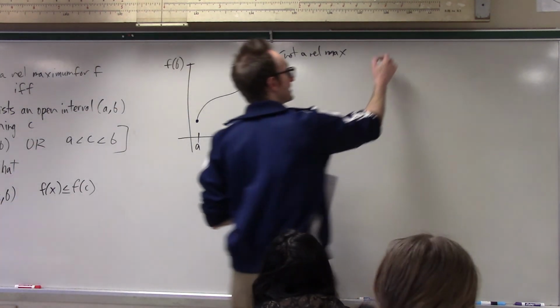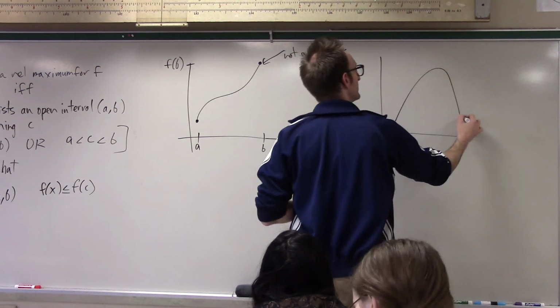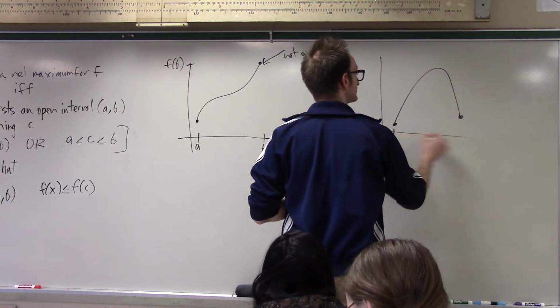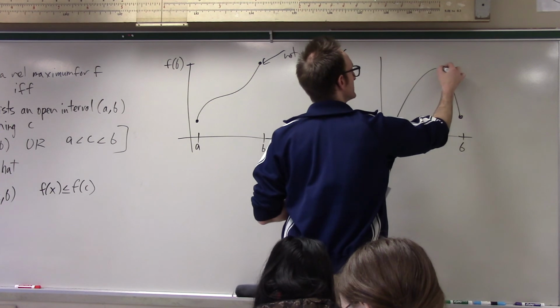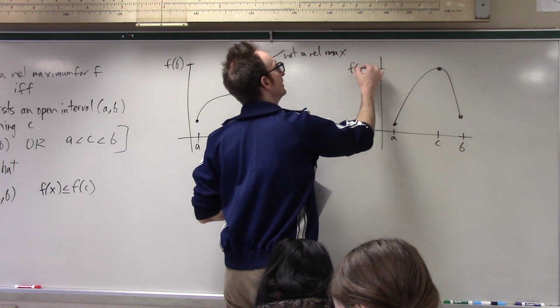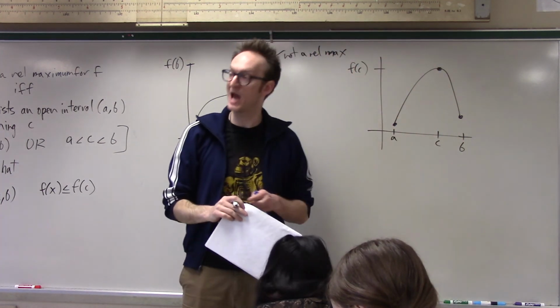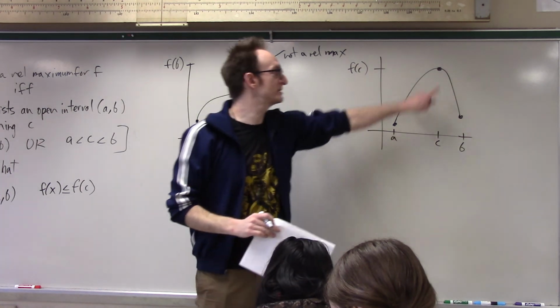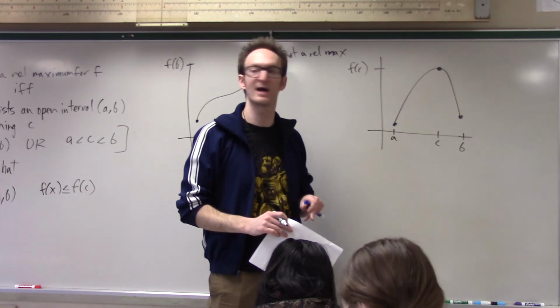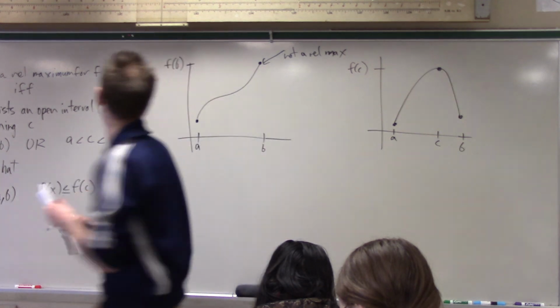Now, a relative maximum can also be the absolute maximum. For example, this point, f of c, is the absolute maximum, but also it's a relative maximum because it's bigger than the points nearby. Follow? Yeah. This was the whole point of, okay, good.